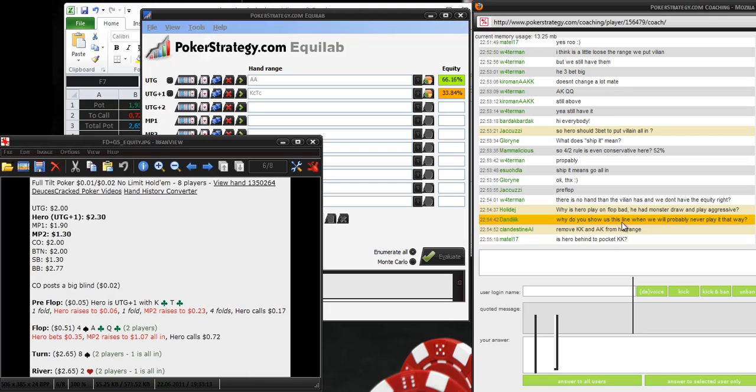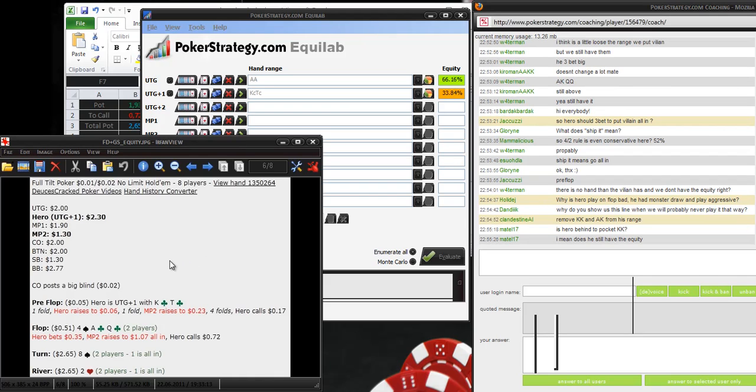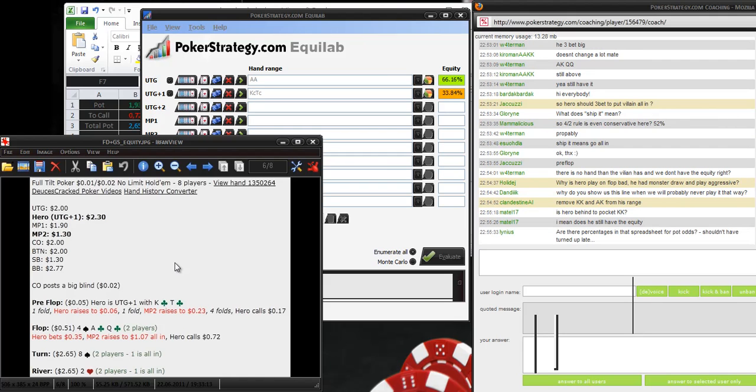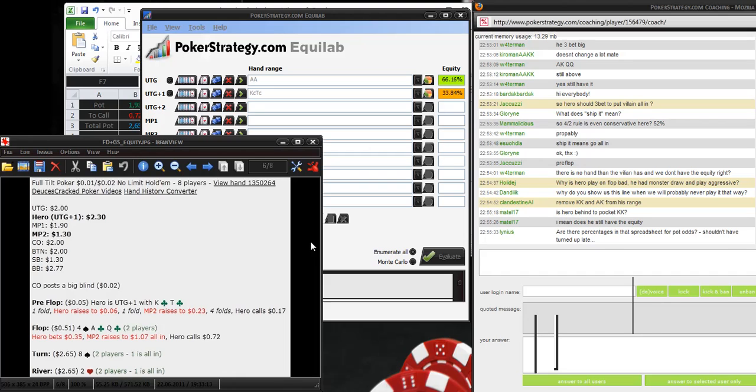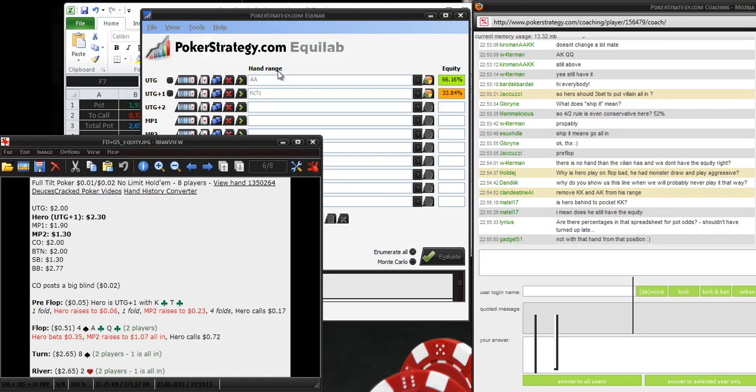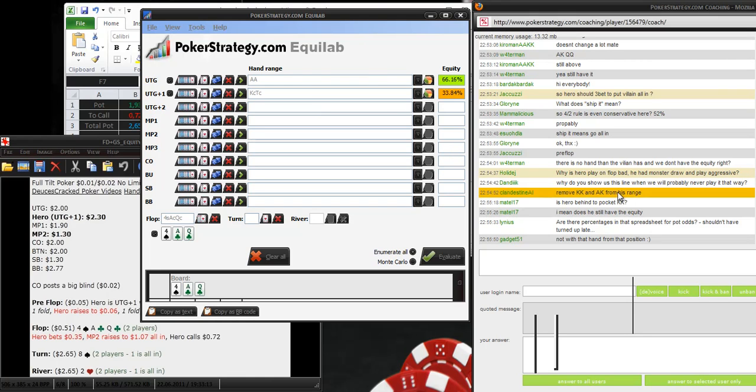Why do you show us the line when we will probably never play this way? Dandik, what do you mean you will probably never play this way? In the future you will have a ton of such situations where you have such a decision to make, if you can call it, if your gutshot flush draw against a mid stack or not, and it's not that you will just have one time in such a situation. And yes, I did remove it already. And against even a set of aces we are doing pretty good.